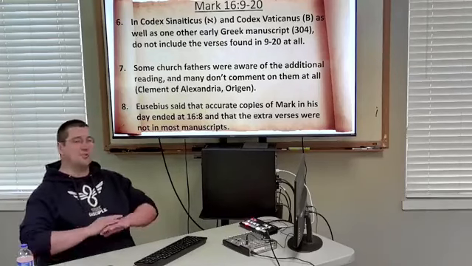Again, in his time period, it was not the majority. And so to just simply say, oh, well, there's only 3 that don't have it, not when we look at early church fathers, not when we look at their writings and people that are making commentaries on it.